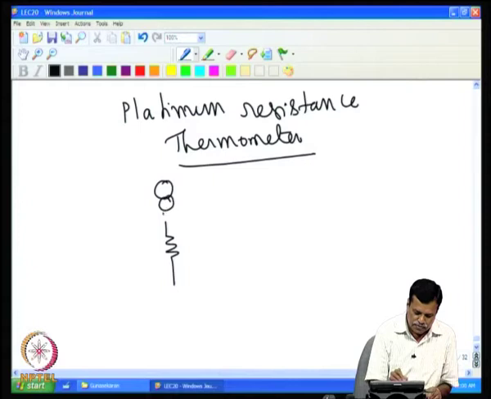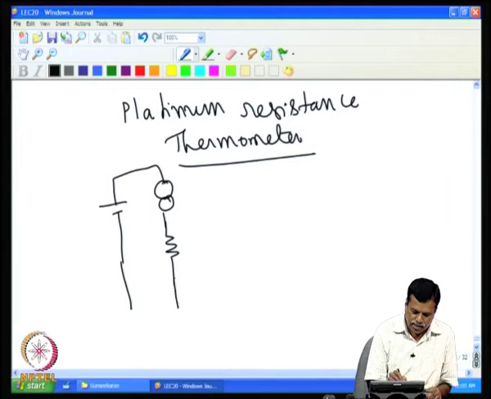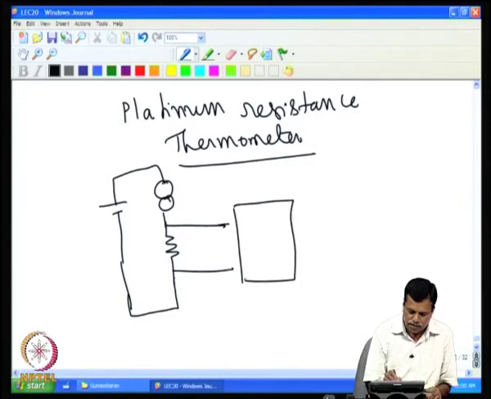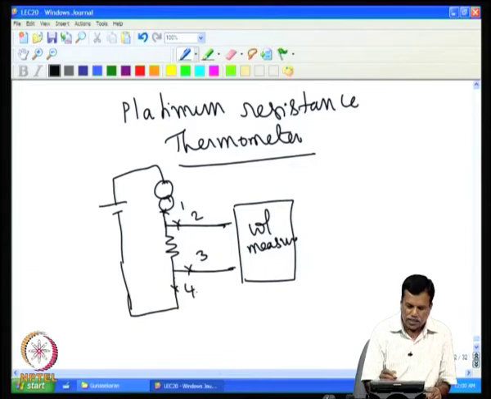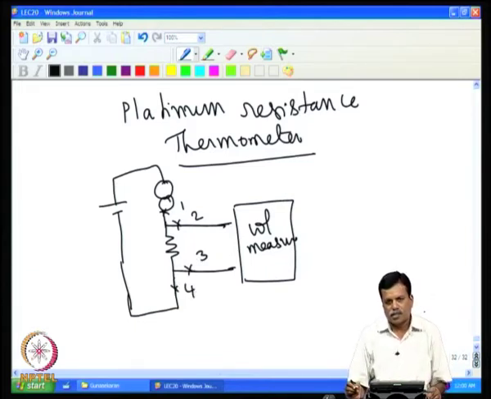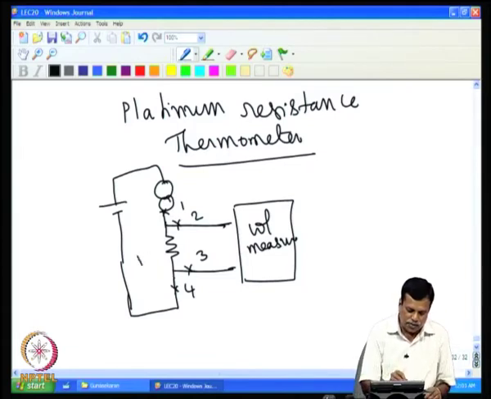constant current source. For example, we have a constant current source and then the current source is applied to the PRT and then we will make a 4-wire method. So, this will be made as a voltage measurement. So, essentially you have 4 leads, that is one current lead, second is a voltage lead, third is a voltage lead and then fourth is a current lead. So, the 4-wire technique we use to measure the temperature, and this is the PRT, platinum resistance thermometer.